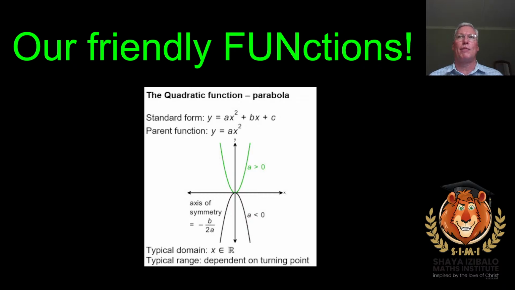And then the last thing is this idea of an axis of symmetry. It's got an axis of symmetry. It's not like a Nike swoosh thing. It's symmetrical, and that axis of symmetry has an equation of negative b over 2a.